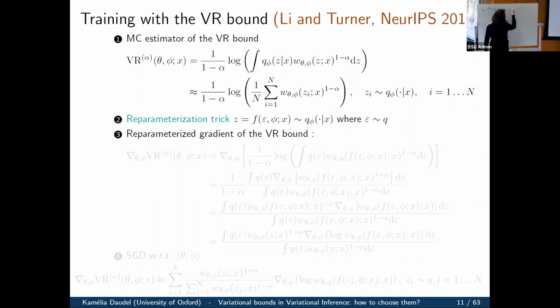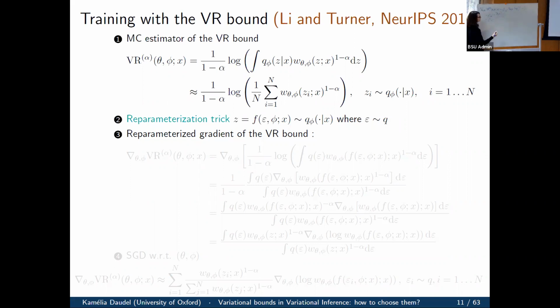And so I've got the gradient here of the log of an integral. So this is going to be times z integral, right? The gradient with respect to theta and phi of the integral. Now I've assumed that I can reparameterize. So I'm just going to write down what is going on here.